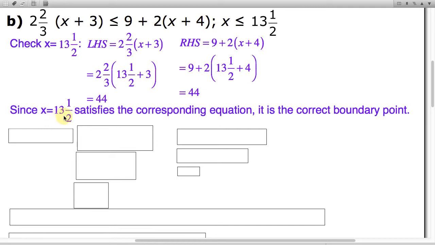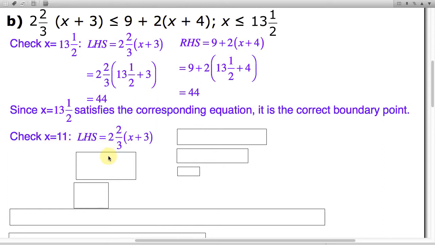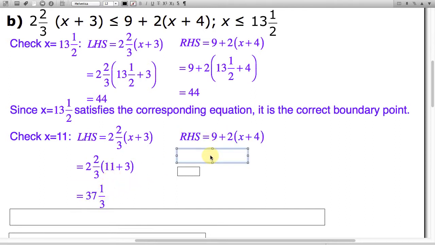Now, since x equals 13.5 satisfies the corresponding equation, this inequality with just equals in the middle, it is the correct boundary point. It makes the left-hand side and right-hand side equal. So what about for x values that are less than 13.5, such as 11? Start with the original left-hand side, replace x with 11, and calculate. Original right-hand side, replace x with 11, and calculate. How do these two compare?